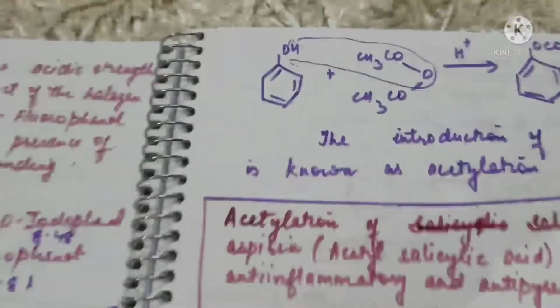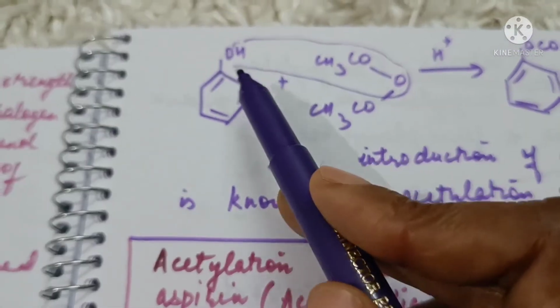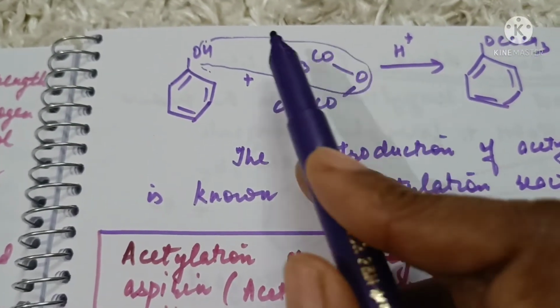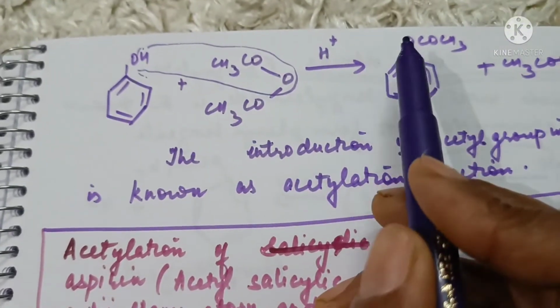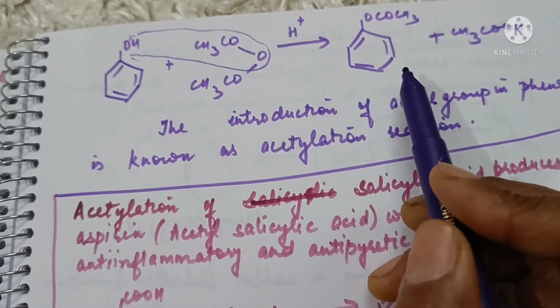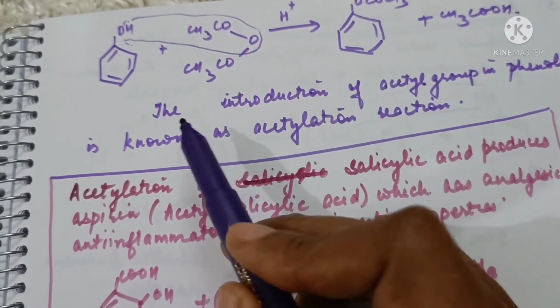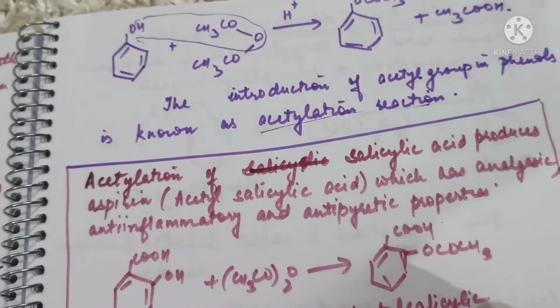And similarly, in case of reaction with acid anhydride, the H reacts with the acetate group of acetic anhydride and the acetyl group is introduced. So an ester is again formed. As an acyl group is introduced in phenol, this reaction is known as the acetylation reaction.